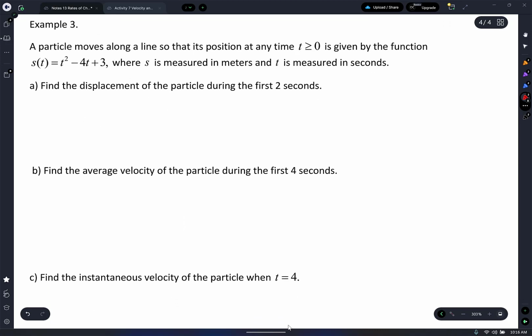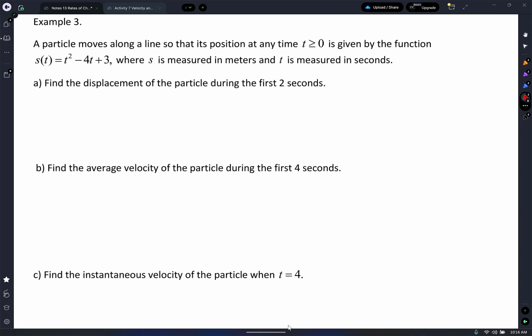Cardinal pride. A particle moves along a line so that its position at any time t greater than or equal to 0 is given by the function, and they give you a function, where S is measured in meters and t is measured in seconds. Okay, find the displacement of the particle during the first 2 seconds. Okay, displacement. S of 2 minus S of 0. I'm just finding my position at 2, finding your position at 0, and you're going to subtract those two values.